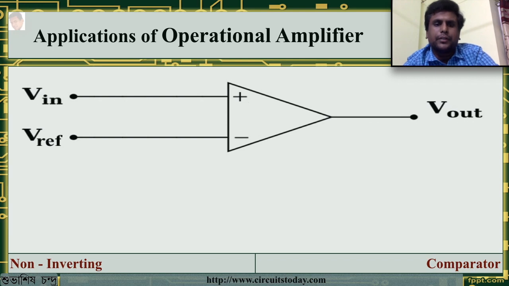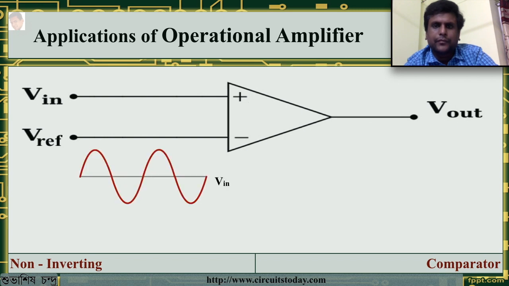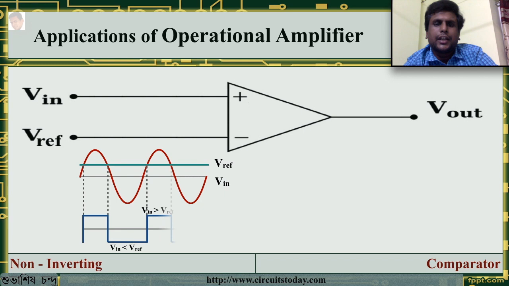So when the input voltage V in, which is this one, which is provided to the non-inverting terminal, is compared with the reference voltage Vref, which is this steady value, and it is provided to the inverting terminal. When the value of the input voltage V in is greater than the reference voltage Vref, the output voltage V out goes to positive saturation.